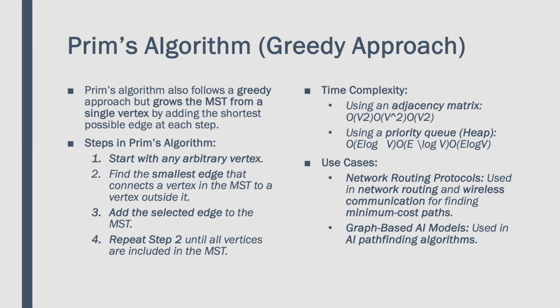So what are the use cases? First of all, it is also used in network design, wireless communication, and routing algorithms to find minimum cost paths. And the second is graph based AI models, where AI pathfinding algorithms like those in robotic navigation, game development, and logistics, we can use it to find the shortest path for delivery drones. So it could be an example.